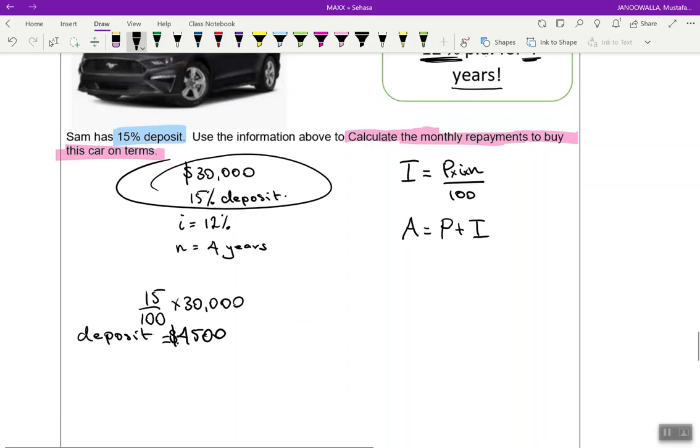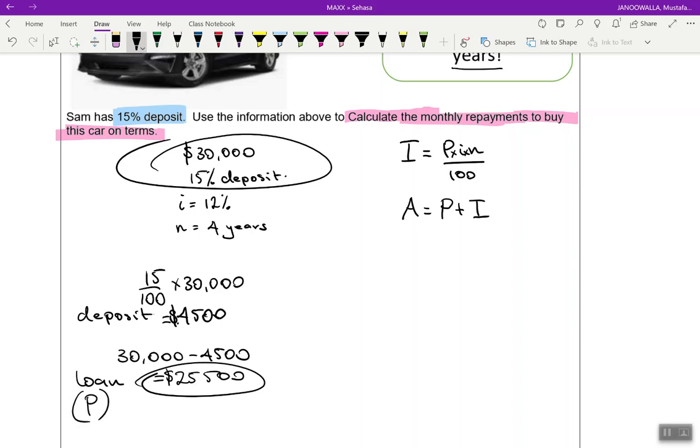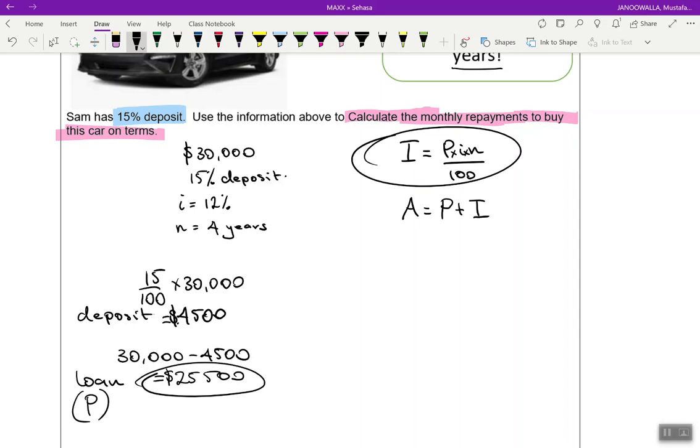After giving that deposit, we want to know how much he's now going to need to take a loan for to be able to purchase the car. So we'll subtract the 4,500 from the 30,000, and we have $25,500. This is the amount he's going to need to take a loan for, and this is the principal. So now that's done, we are going to the next step, which is calculating interest.